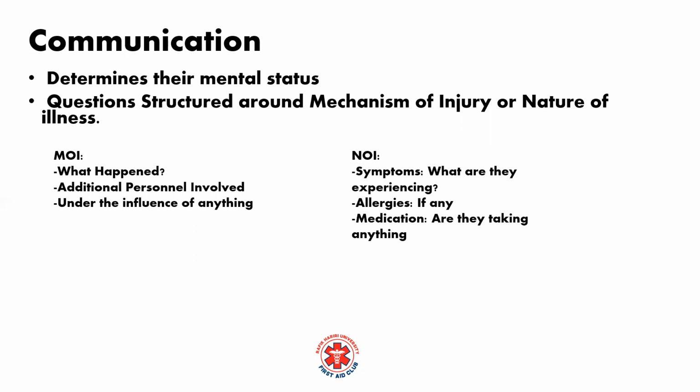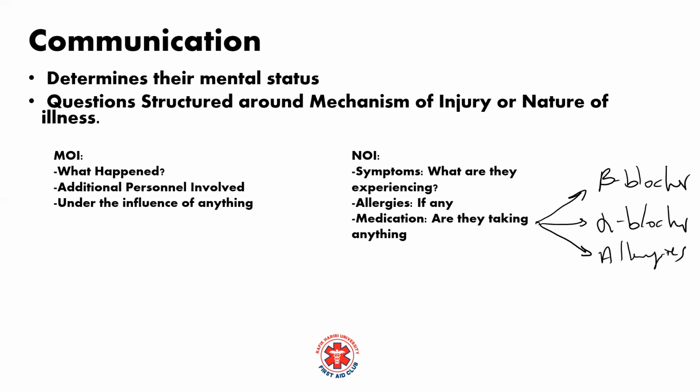There are some classes of medication that should start ringing bells in my head if I hear about them. Anything that is related to the heart rhythm, we would call a beta blocker. This is used to treat abnormal heart rhythms. We have an alpha blocker, which is used to treat high blood pressure. I want to see if they have any allergies, if they're taking any medicine for allergies, which would be antihistamines. So on and so forth.